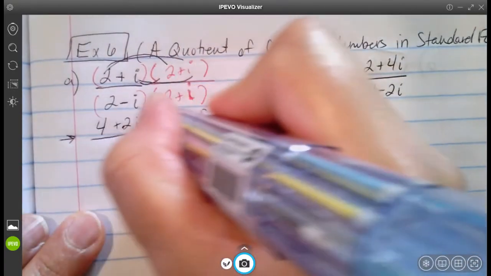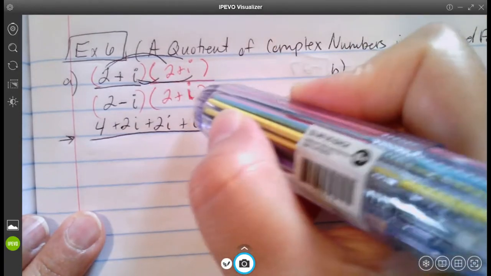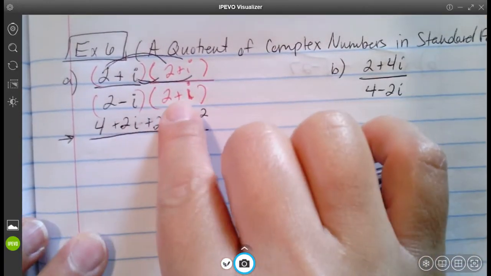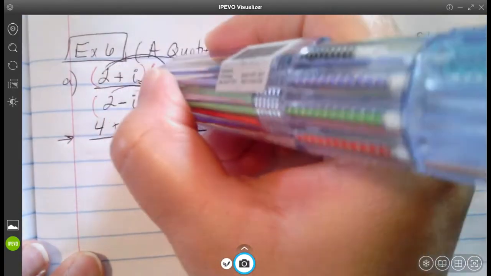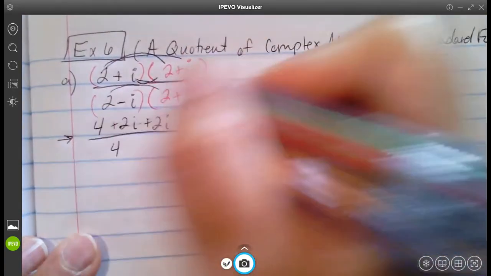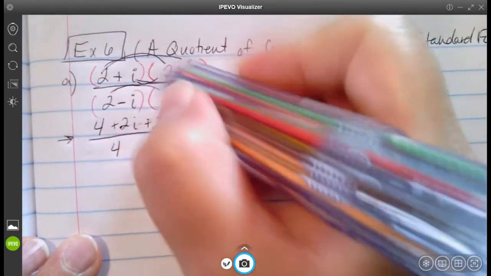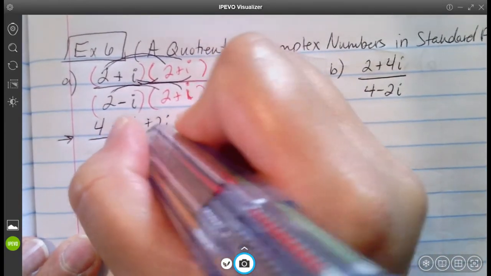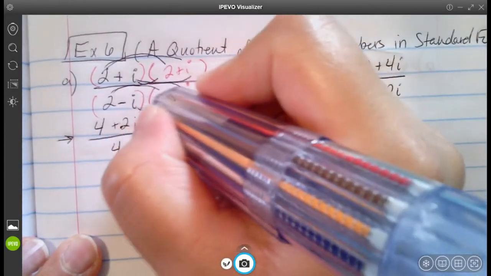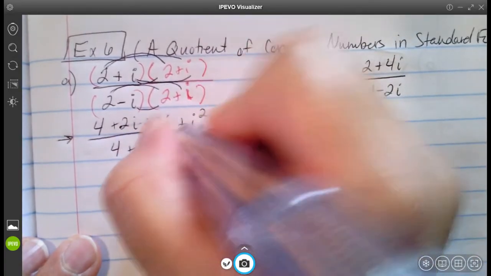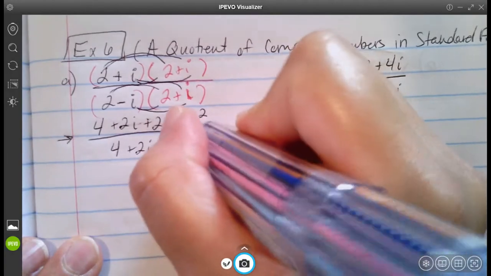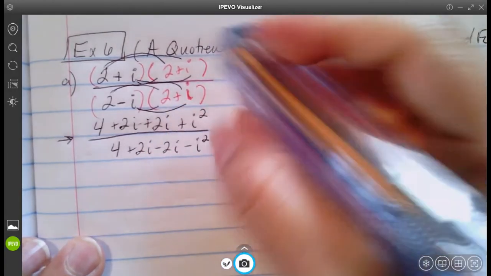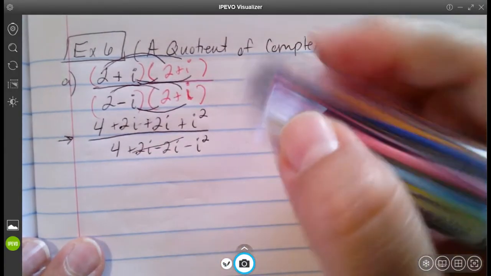All over the bottom. So again, if you don't remember this pattern, you can go back. I'm going to go through the FOIL just to make sure I get all the steps. 2 times 2 is 4. 2 times I is positive 2I. Negative I times 2 is negative 2I. Negative I times I is negative I squared. Okay, so these are gone.